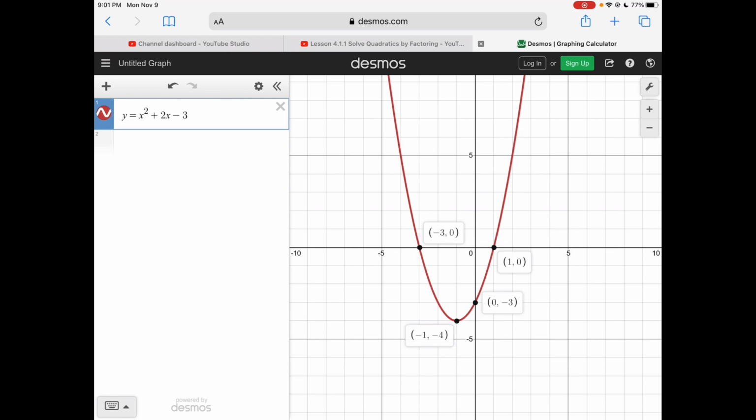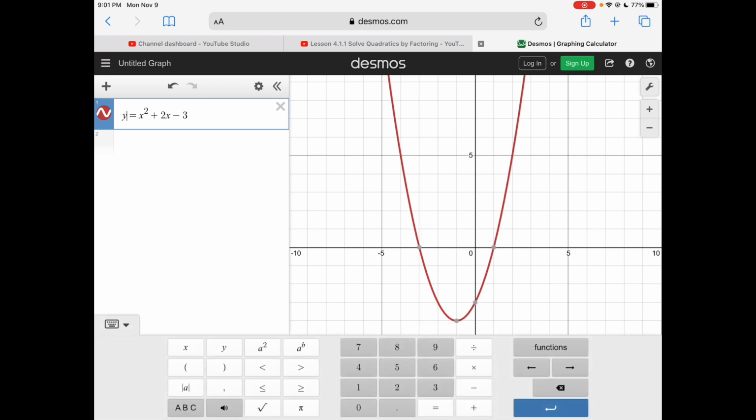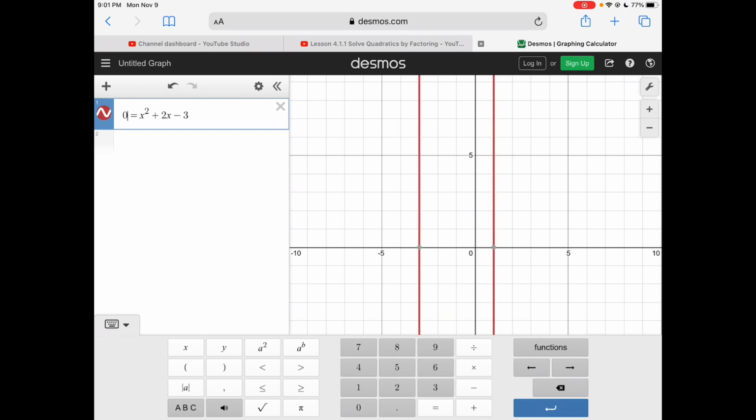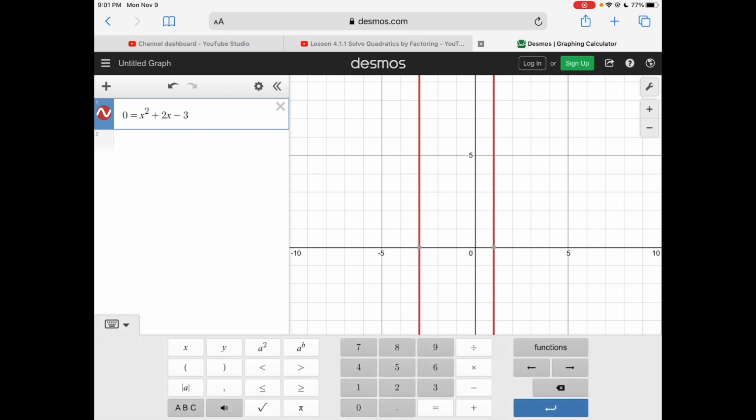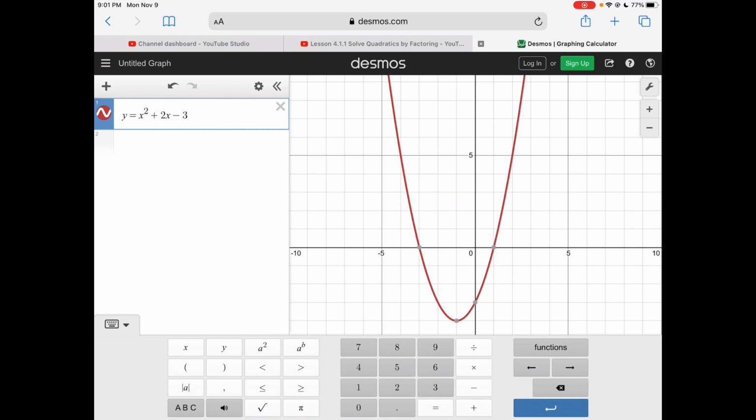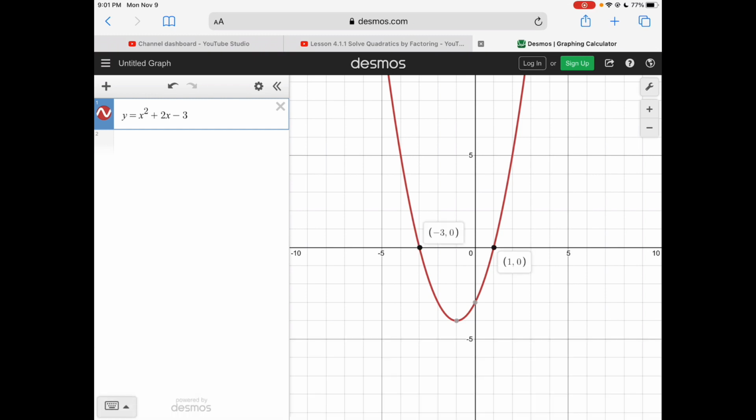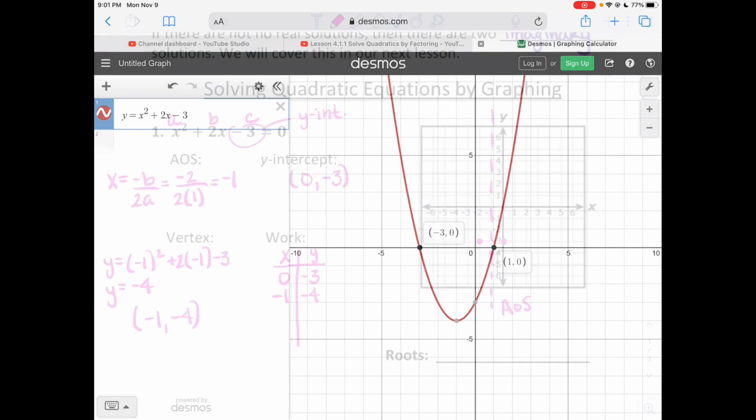Now let me show you what happens if you don't put in a y, if you put in a 0. So if you put in a 0, it thinks that you are only wanting to solve and not really graph the parabola, and so it's only going to give you lines where the solutions are. So don't do that. Go ahead and put in y equals and then the standard form of your equation so that you can actually see the full parabola. So the points I'm interested in here are -3, 0, and 1, 0. Let's jump back over to our notes and take a look.